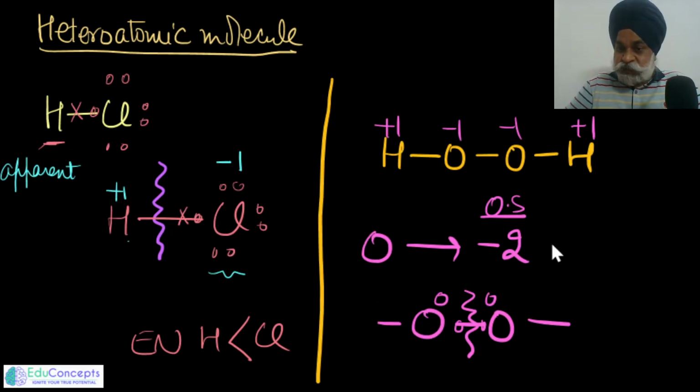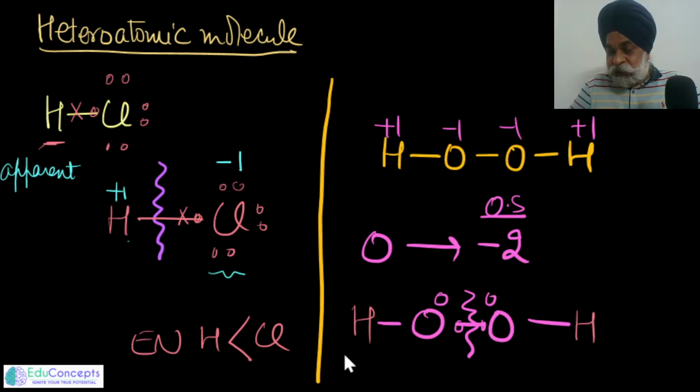And if it is attached to some electronegative element, or a less electronegative element like hydrogen, from here it would get -1, here it would get -1. This is called the peroxy linkage. Or in other words, if somebody would ask you about O2 2-, you wanted to find the oxidation state of this oxygen.